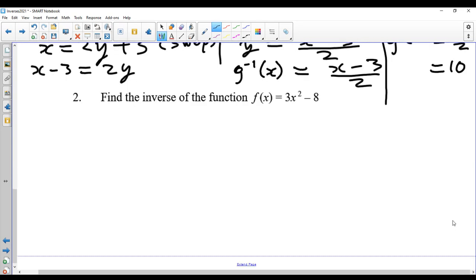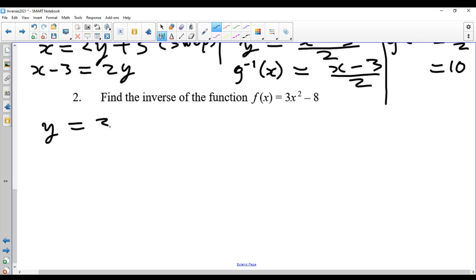Let's try to find the inverse of this function. Same idea, right? We can do the proof as well, but same idea. Find the inverse of the function f of x equals 3x squared minus 8. So f to the minus 1 of x. Well, first of all, let's start with the way that we did the last one, which is change this to a y.